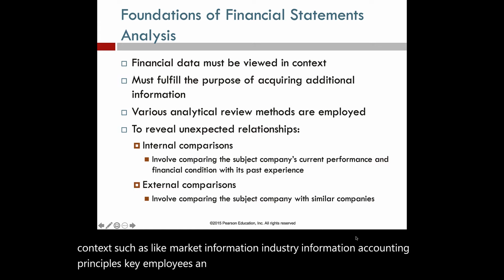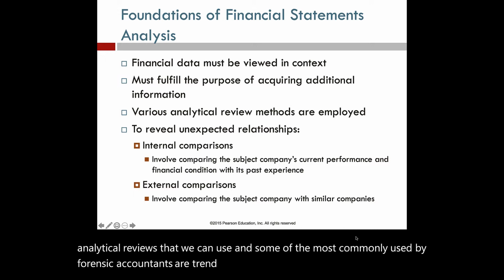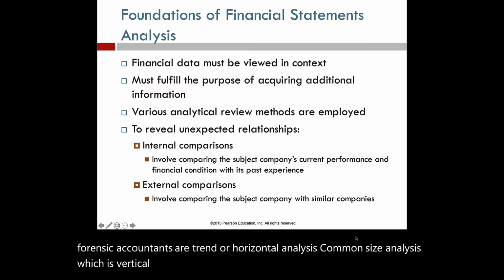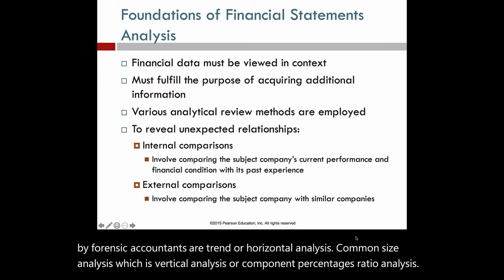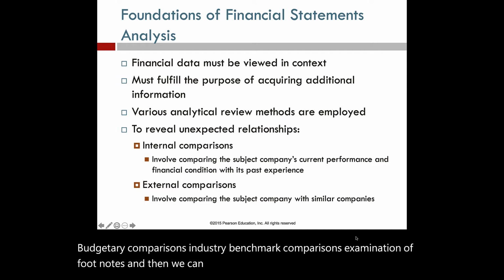trends. There are various methods of analytical reviews that we can use, and some of the most commonly used by forensic accountants are trend or horizontal analysis, common size analysis, which is vertical analysis or component percentages, ratio analysis, budgetary comparisons, industry benchmark comparisons, examination of footnotes, and then we can also review the general ledger and adjusting entries.